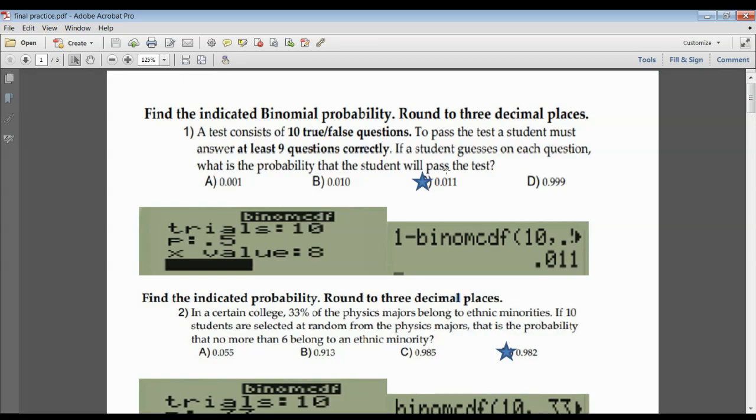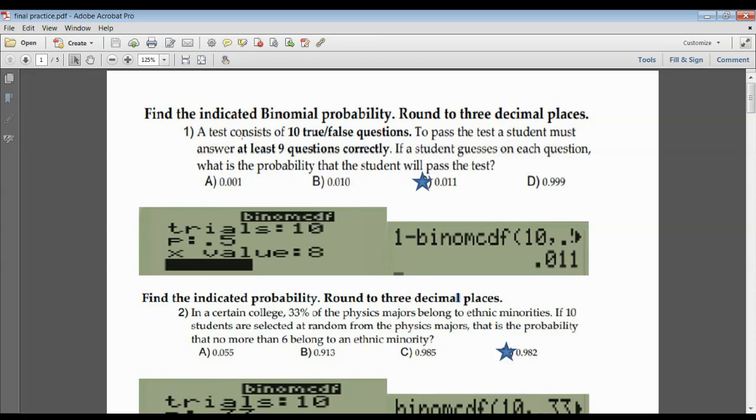What you're going to see here is that some of these problems look familiar. I've changed the values. We've seen these kinds of problems over and over again: a student taking a test, the physics majors and the minorities, but I've changed the values too. There are just so many different problems that I can use with the test bank.